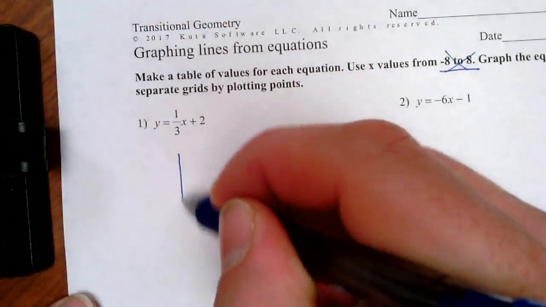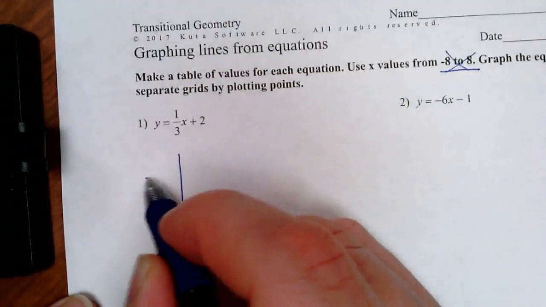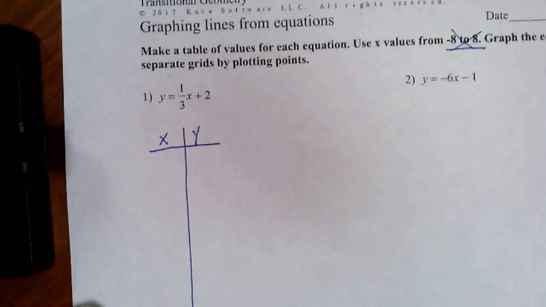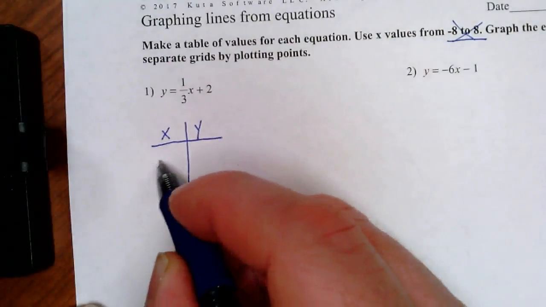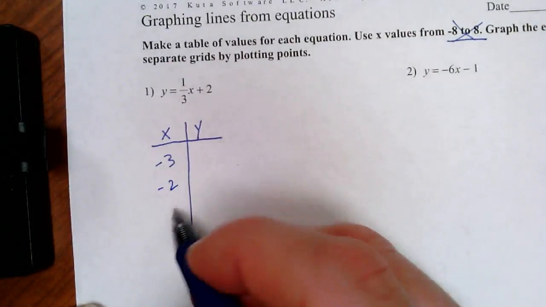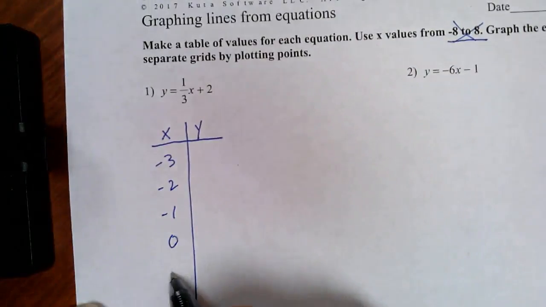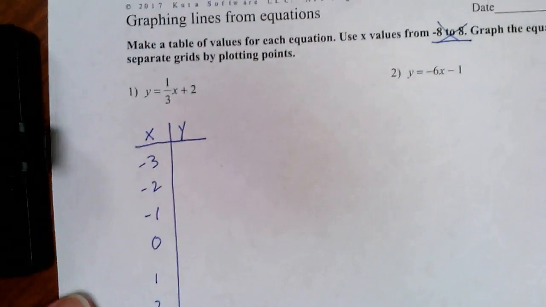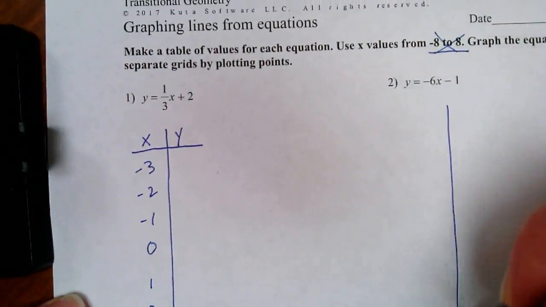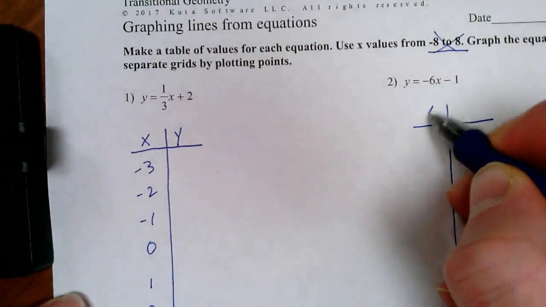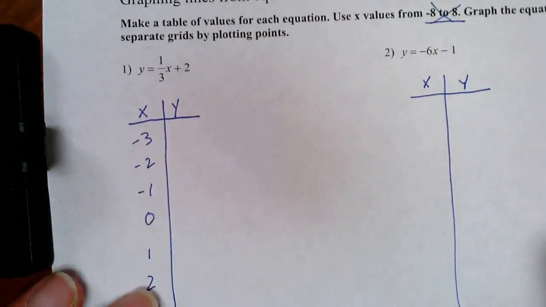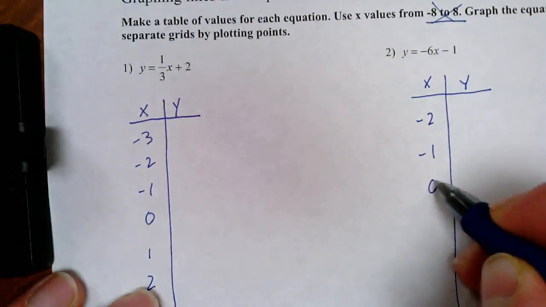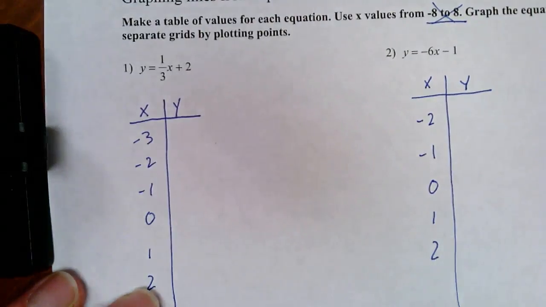Okay? So for this table here, I'm going to go through each table right now and tell you how to set them up. X and Y. All right, for your X values, I want you to use -3, -2, -1, 0, 1, 2, 3. All right, for over here, set up our table. X, Y. I want you to use -2, -1, 0, 1, and 2.